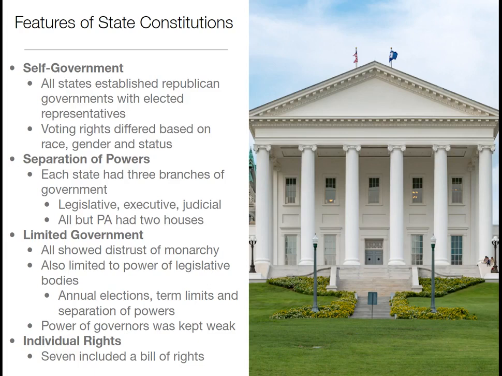It also showed examples of limited government, meaning that they were all distrustful of a monarchy. They don't want to give too much power to their government. Also limited was the power of the legislative bodies, with annual elections, term limits, and separation of powers. Powers of the governors were kept weak. And for individual rights, 7 included a Bill of Rights for its people.